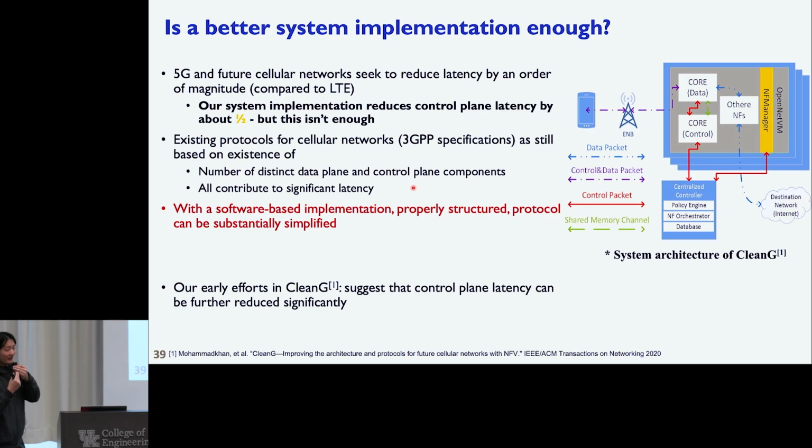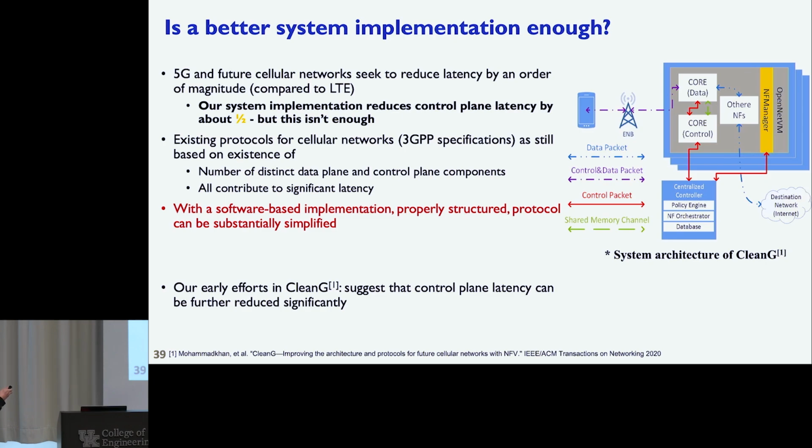And that is another benefit, I want to say, of jumping into software-based implementations, because this can make it much easier for us to reconstruct the protocols by improving our core network. And our early effort in the Kalinji paper, or Kalinji work, suggests that by carefully improving the protocol designs in the control plane, we can further reduce the control plane latencies by almost 2 times. I may not have time to cover details, but I will briefly touch upon that.